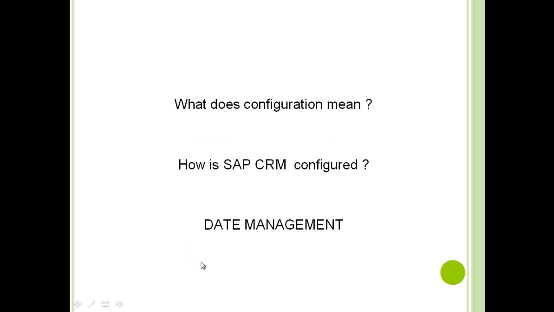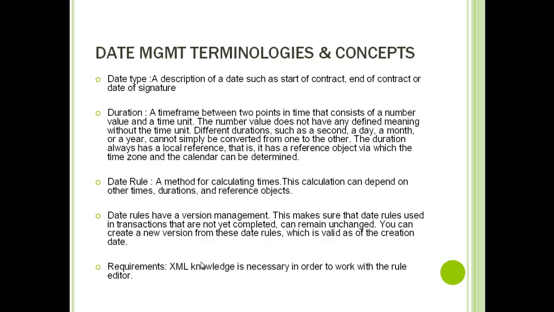So now coming to the third part of today's session, what does configuration mean? Configuration or customization should be thought of as parameterization rather than programming. It's like adjusting the nuts and bolts. It's to change the settings of the default functions to the customer's unique business requirements. So you must be thinking, how is SAP CRM configured? As I promised, I'll be showing you one live example of how to configure date management. But before we proceed, let's have a look at some of the date management terminologies and concepts.